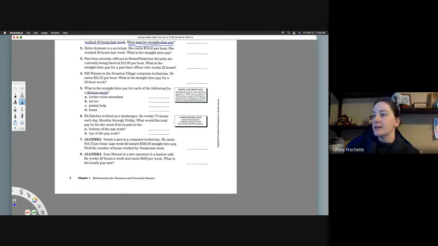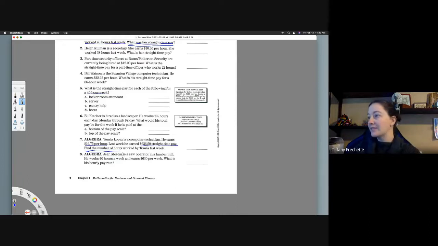So Thomas Lopez is a computer technician. He earns $16.75 per hour. Last week he earned $636.50 straight time pay. Find the number of hours worked by Thomas last week. So we know how much he makes every hour, and we know how much he made total in straight time pay. We need to find the number of hours worked. So make sure you're paying attention to the question.